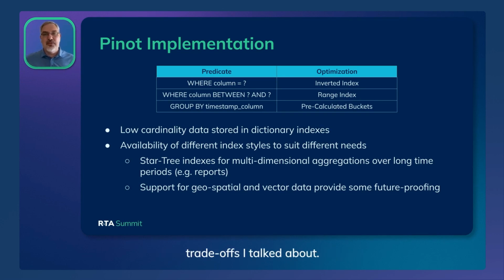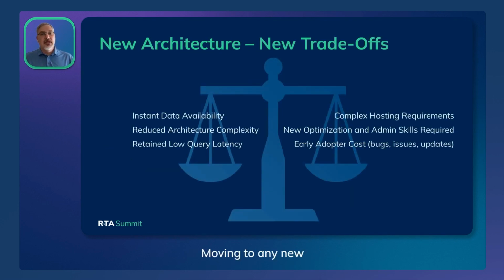So go back to those trade-offs I talked about. Moving to any new architecture introduces new trade-offs. And some of these are clearly advantageous. Instant data availability, we talked about that. That was definitely a requirement. We can now make data real time in our application.